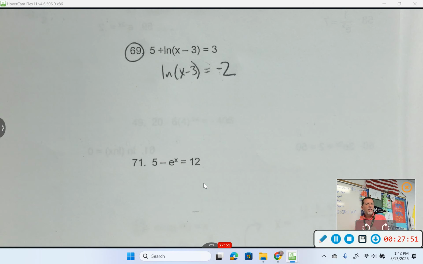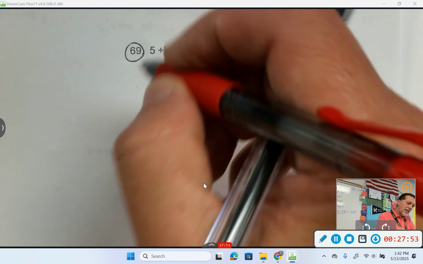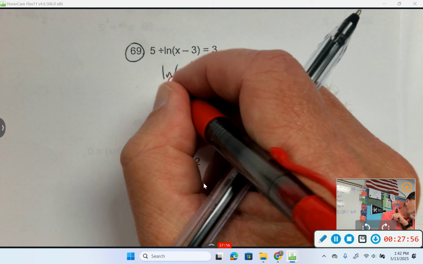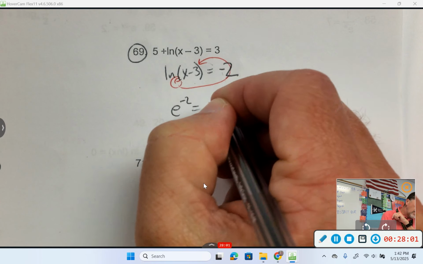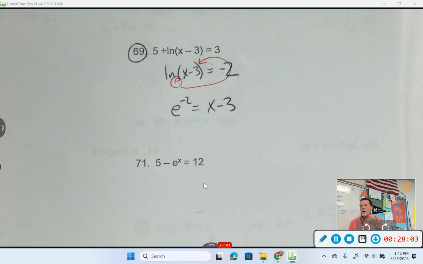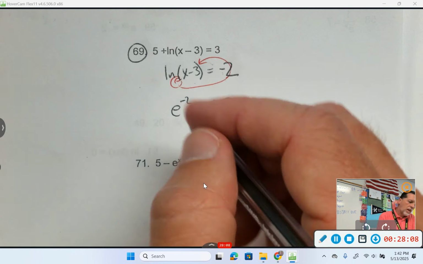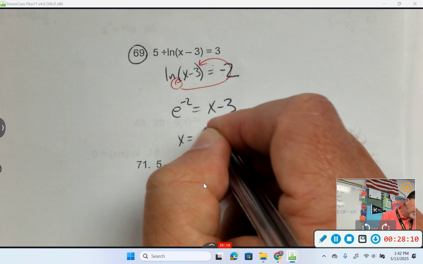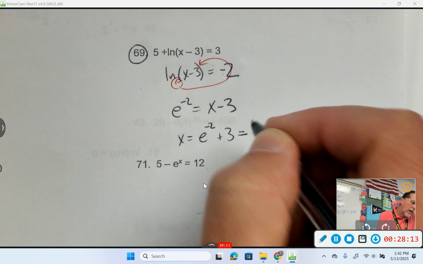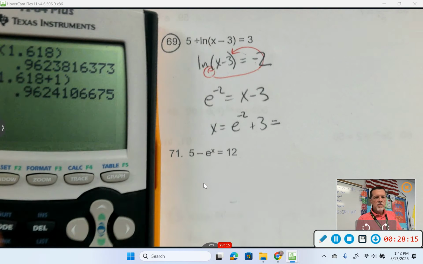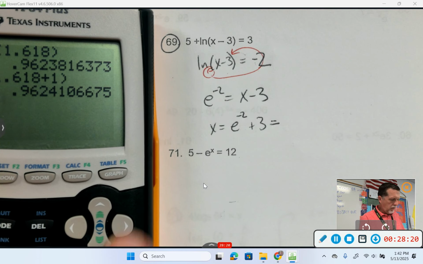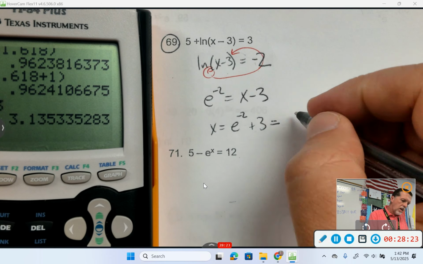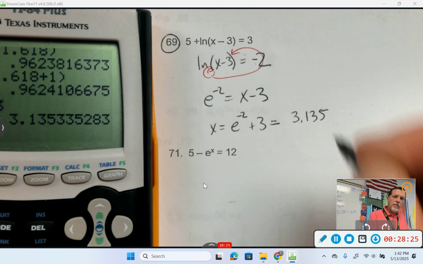Can you do the exponent thing? I can do the exponent thing. So e to the negative 2. And there's where I realized, yeah, this will work. I can do e to the negative 2. Just flips it over. So x equals e to the negative 2 plus 3. e to the negative 2 plus 3 is 3.135.